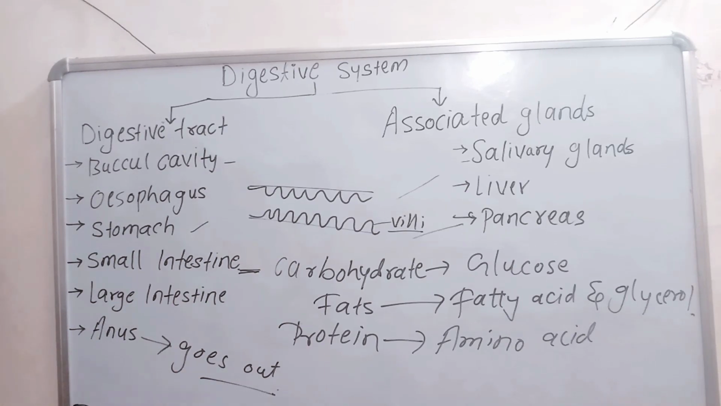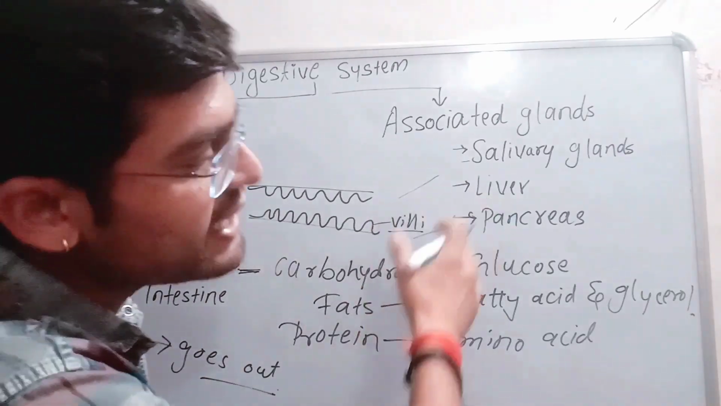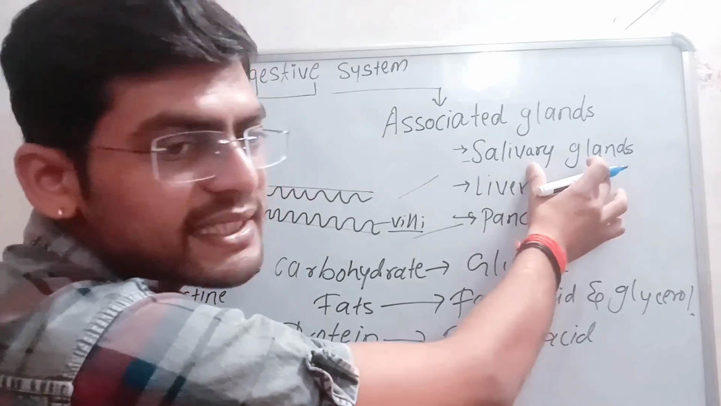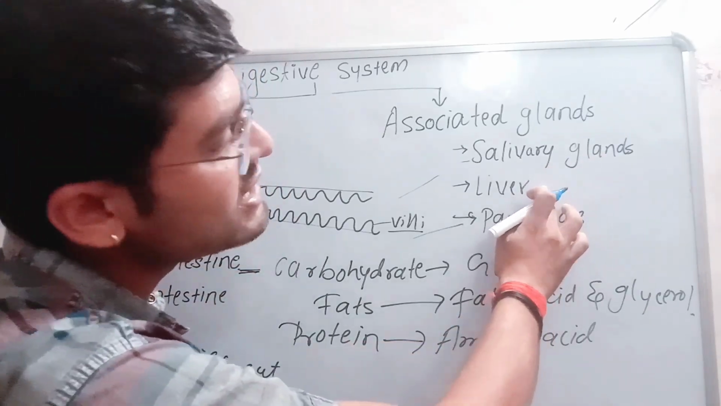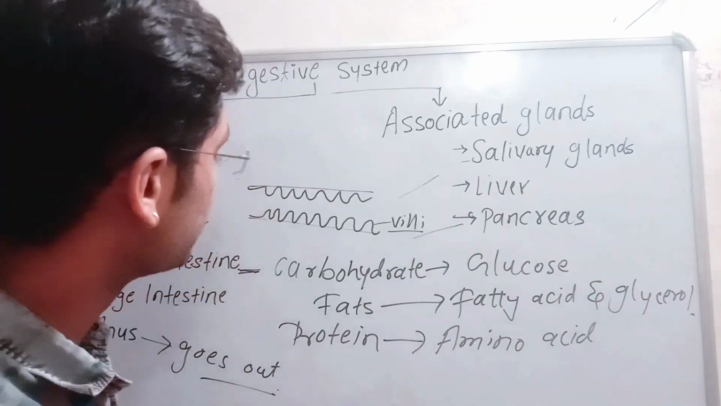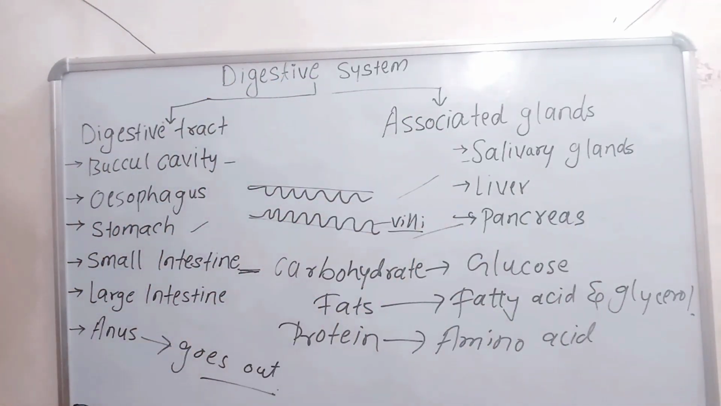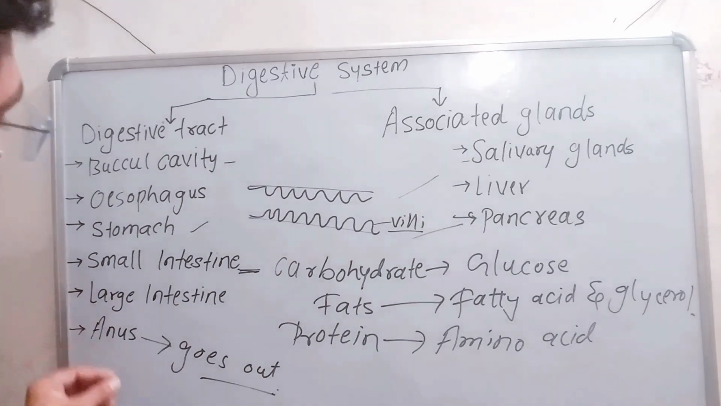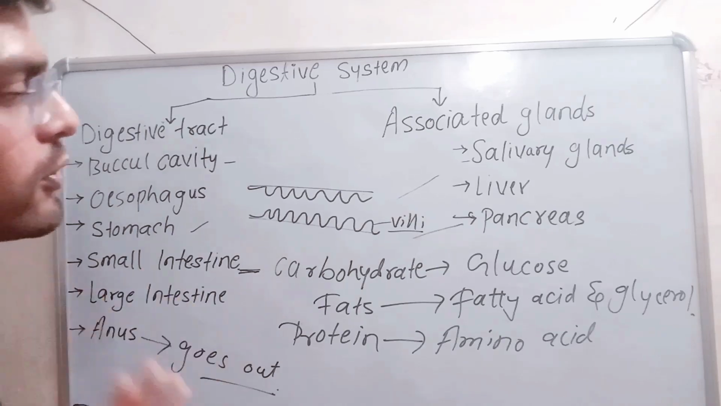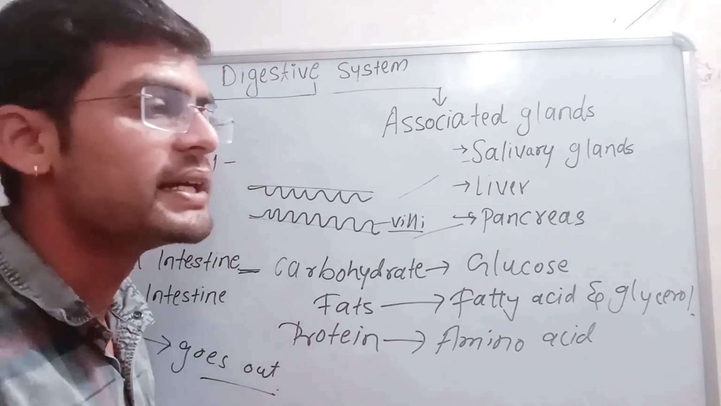And the associated glands help in digestion. They secrete digestive juices, like the salivary gland secretes saliva, the liver secretes bile juice, and the pancreas secretes digestive juices. And like this, digestion is complete. Then waste materials come into the large intestine, and through the anus it goes out of our body. So this is about digestion in human beings.